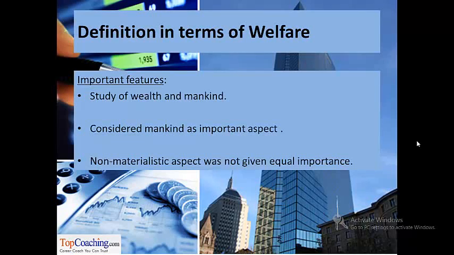Now let's have a look at some of the important features of the definition based on welfare. As per the definition of economics based on welfare, economics is the study of wealth and mankind. It considered mankind as an important aspect, unlike those definitions which were based on wealth. Non-materialistic aspects were not given equal importance in this definition.